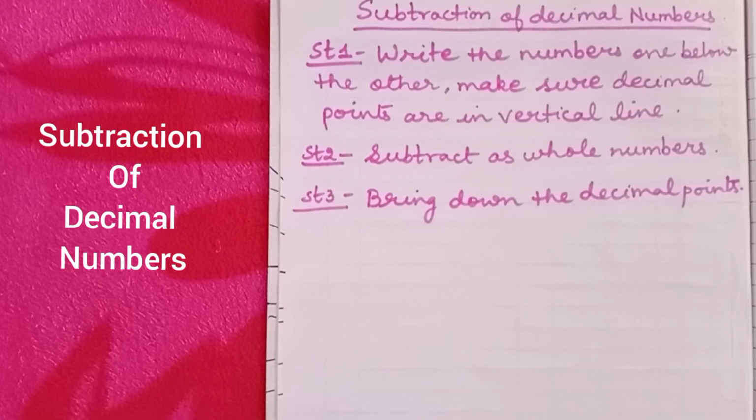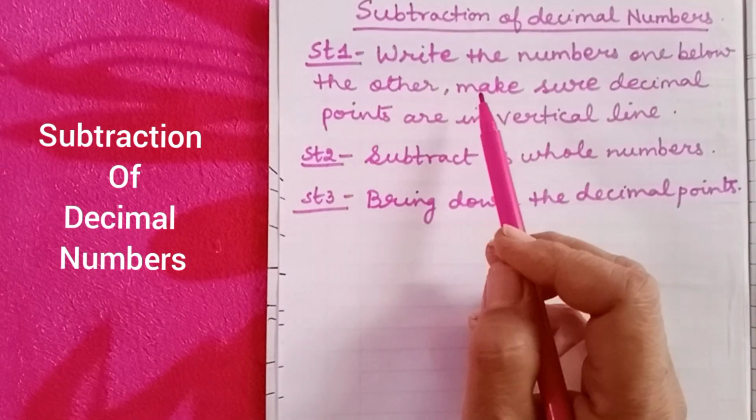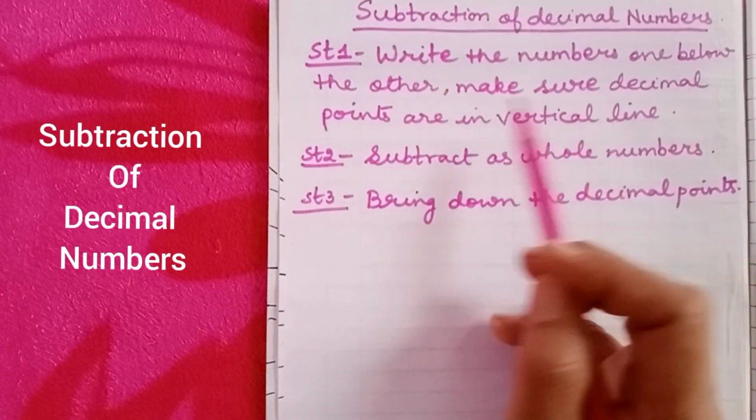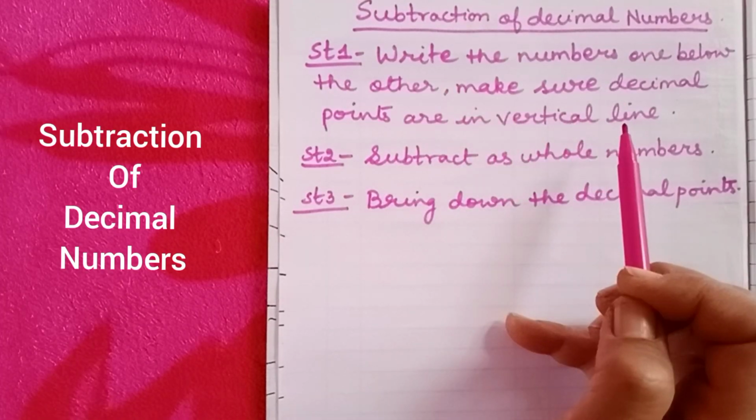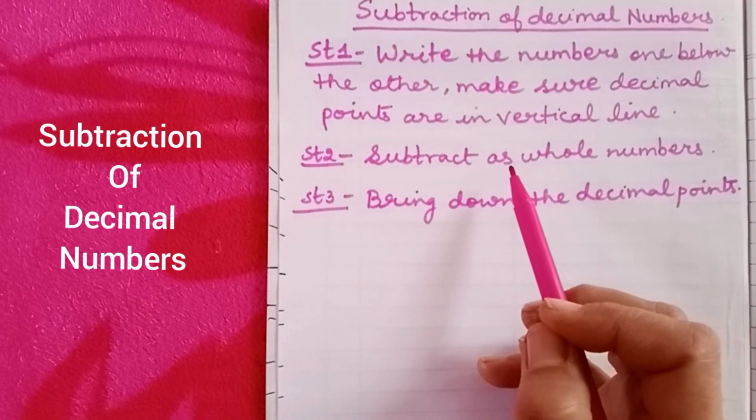Today we will learn how to do subtraction of decimal numbers. So let us look at the steps which we have to follow. The step 1 is we have to write the numbers one below the other and make sure that the decimal points are in vertical line. So we have to write both the numbers one below the other.